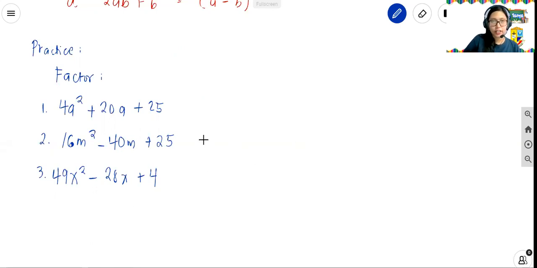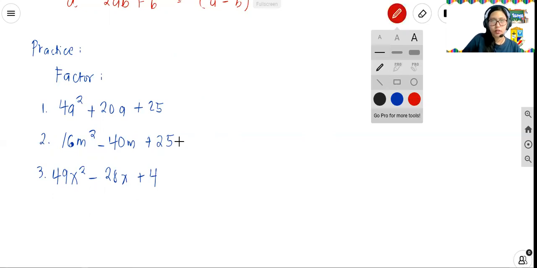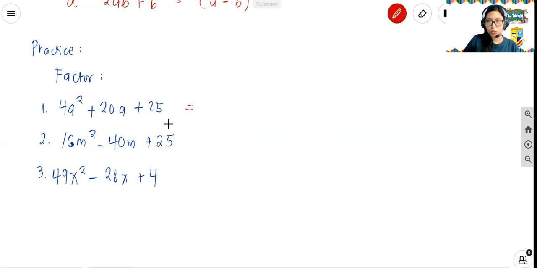Okay, so let's check your answers. First, in order for us to know how to factor this, we have to check first if it follows the perfect square trinomial pattern. So 4a squared is a perfect square. The square root is 2a. 25 is also a perfect square. The square root is 5.